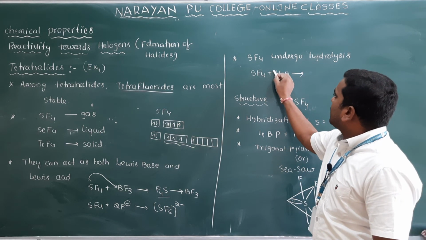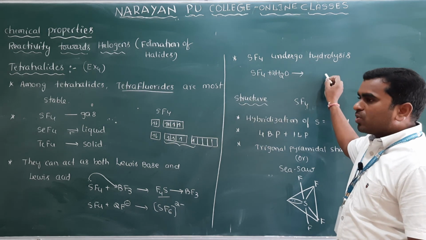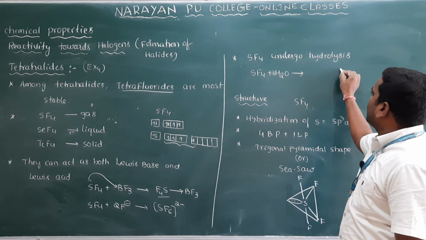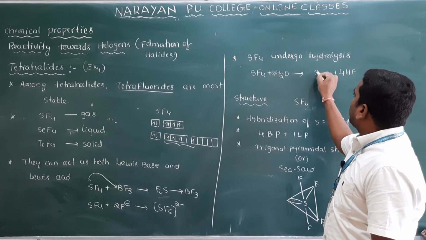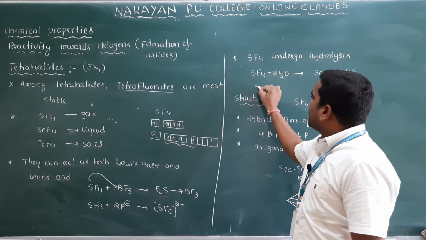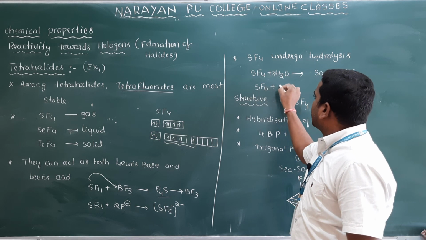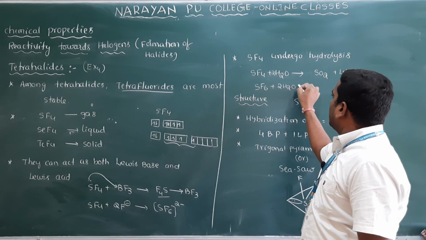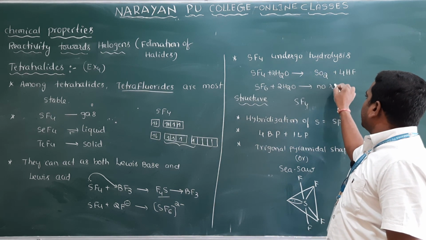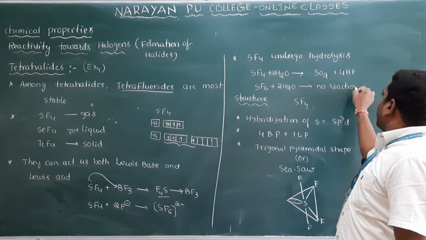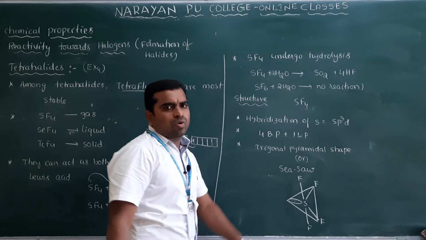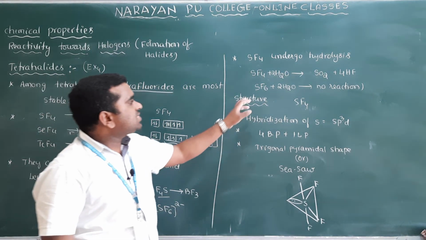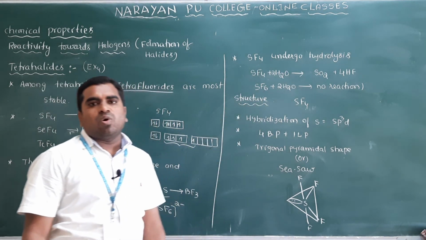and gives, take the 2 moles of water, and 2 hydrogens and 2 fluorines will be removed. 4 fluorines will be removed as 4HF, plus what is left here? SO2. But if I write the same thing here, SF6 plus 2H2O, what will I write? No reaction. This is important. No reaction. Clear here? So tetrafluorides can easily undergo hydrolysis, but SF6 cannot undergo hydrolysis.